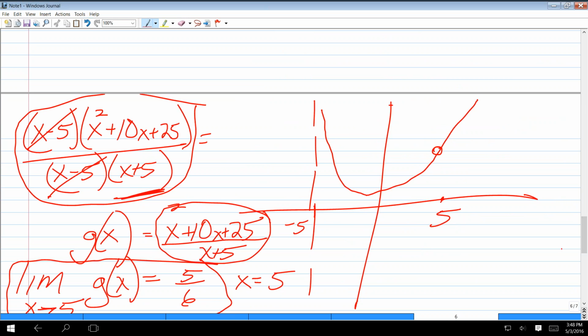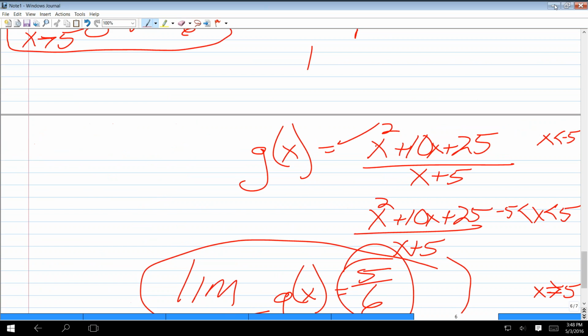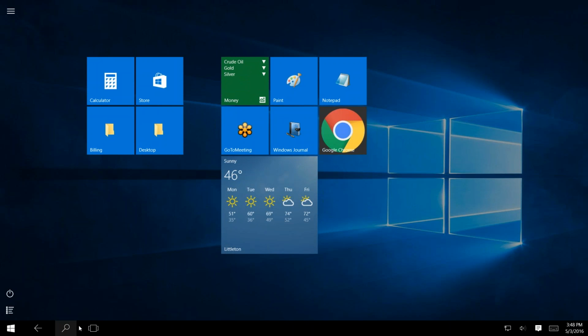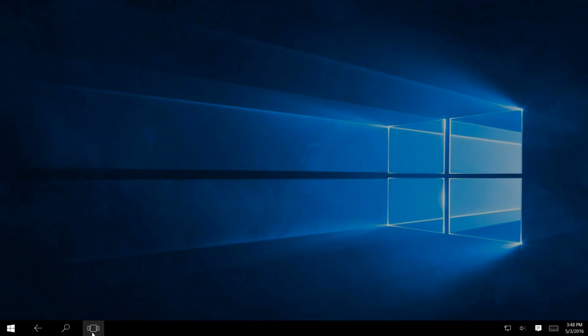Now, since we don't have much time and the next problem is kind of tricky, let's get on with the next problem, because it's going to be the hardest one on this page.